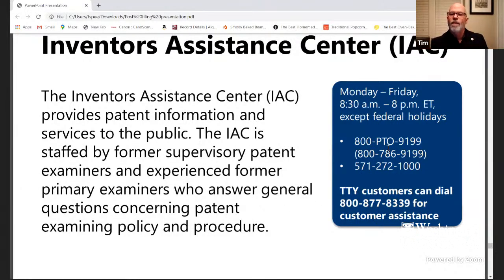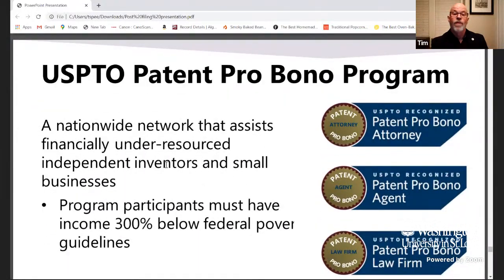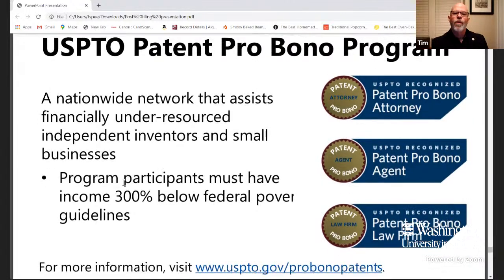If you want to call that number, that is one to write down and keep. 800-786-9199. And if you give them something, they will be able to help direct you to where you need to be to get your answer. Trust me, I've got calls from them just out of the blue. I have someone who called about a re-exam. Can you answer the question? And they called me up. So it happens.